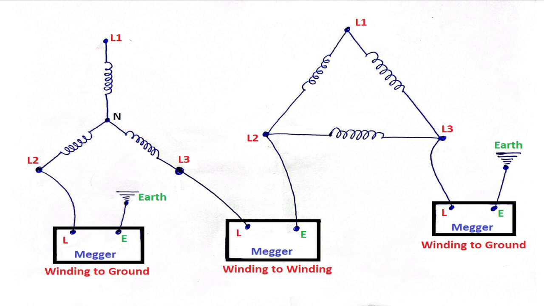The second one is winding to winding, meaning the two windings, primary and secondary of the transformer, should be insulated from each other. So I connected the line point with one winding and the earth point with the other winding. So we will find the insulation between two windings. And the third one is winding to ground, meaning we will find the insulation between the winding and the ground. So I connected the line point with the winding and the earth point with the earth or ground.